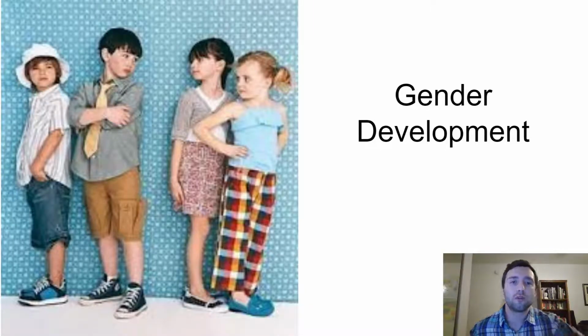Welcome to part 5 of our Unit 6 Psychological Development. Today we're going to be talking about gender development. And again, we're going to be pretty shallow on this. We're just going to give a general overview of what's going on as we look at this.